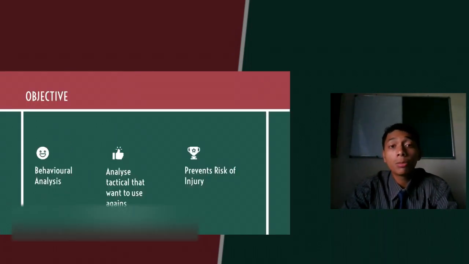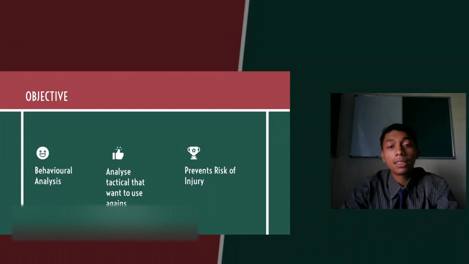So the objective of video analysis, actually it has a lot of objectives, but today I will share three objectives of video analysis. Firstly is behavior analysis. You can try to enter the minds of players by observing their movement in a video. You can tell when their morale is low or how the team's performance affected them.